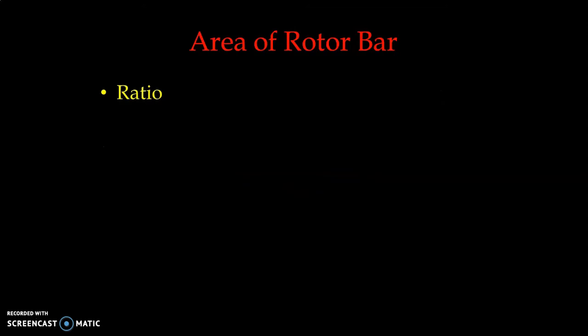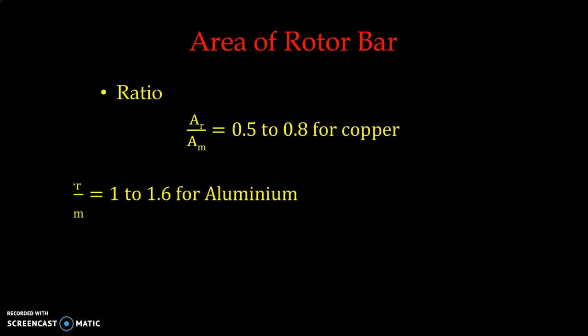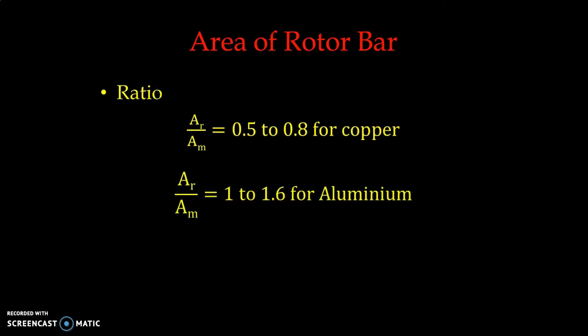So now we take a ratio. Normally for a commercial type of fractional horsepower single phase induction motor, we follow this ratio, AR to AM, the ratio of total cross-sectional copper section in the rotor to the main winding or stator. That ratio is taken as 0.5 to 0.8 if we use copper, or that ratio AR to AM can be taken as 1 to 1.6 if we use aluminum.